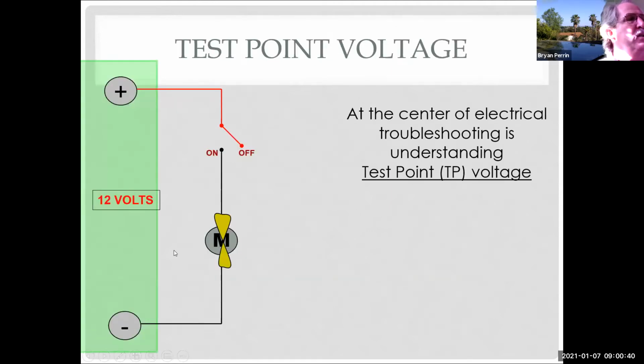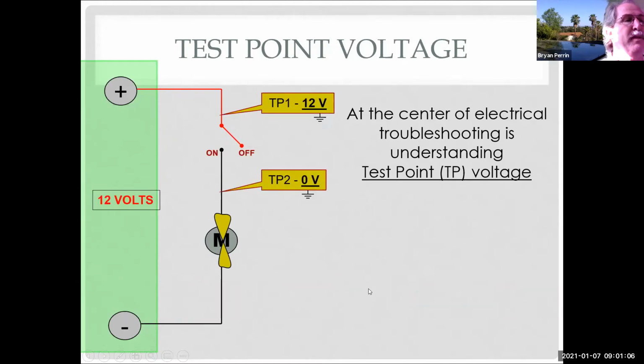So in this example, I have a simple series circuit. It's high side controlled, or power side controlled, which means the switch is on the positive side. I can see here I have a 12-volt battery and a motor that I'd like to go round and round. So the trick is, what should my test point voltage be? My test point voltage between here and ground should be 12 volts. Between here and ground would be 0 volts. And between test point 3 and ground should be 0 volts.